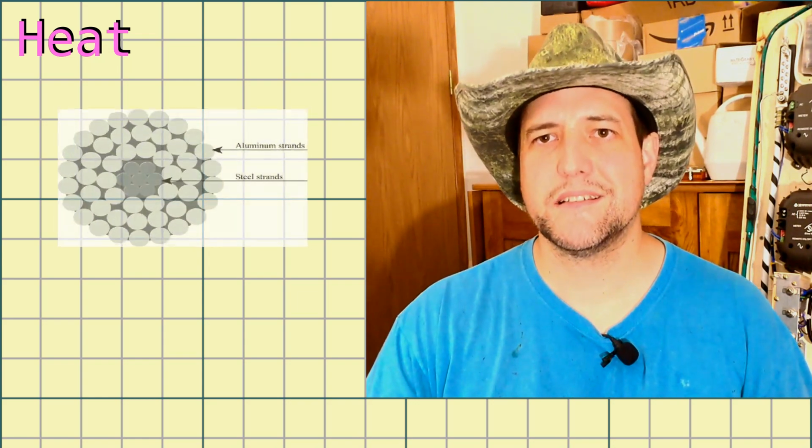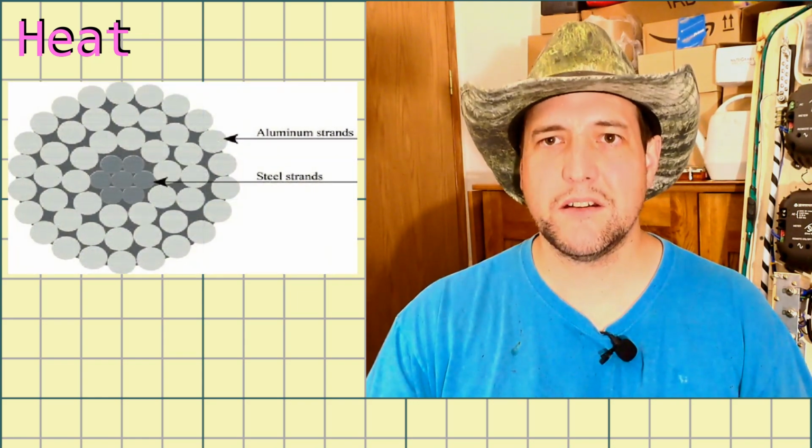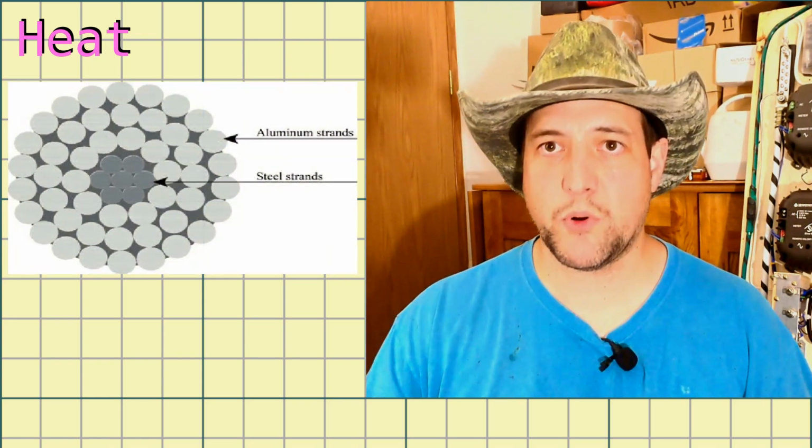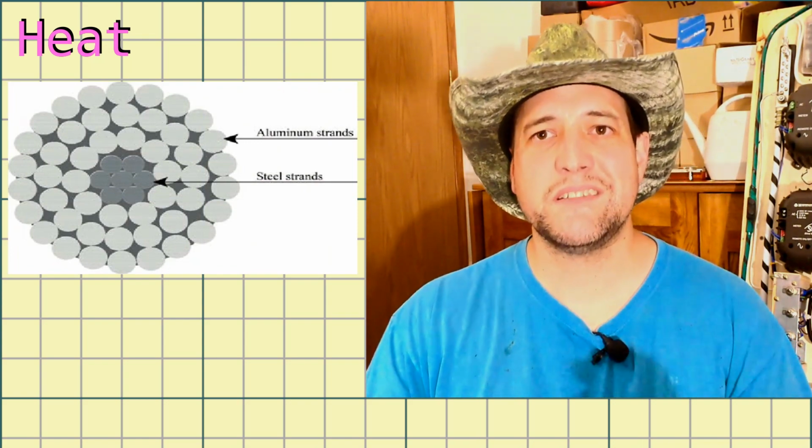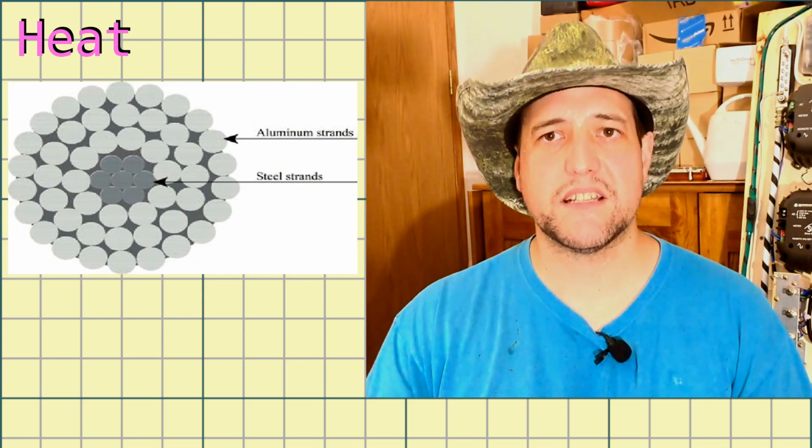Now, let's go over heat. You hear about brownouts, transmission lines sagging and stuff like that. Well, a lot of the transmission lines out there, most of the ones you see in a lot of places, are actually a type called ACSR or ACSS. That's aluminum conductor, steel reinforced, or steel supported, okay? It means they have a steel core, and that's what provides a lot of support.